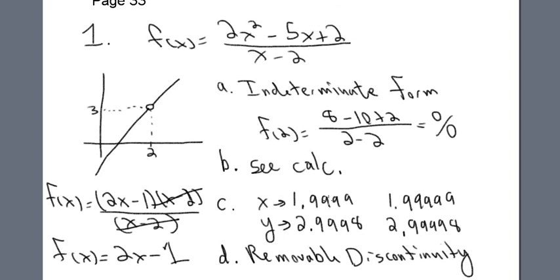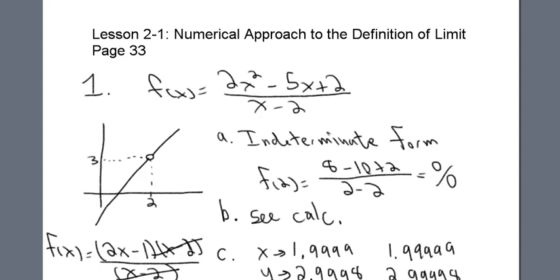Now, that's all there is for lesson 2-1. It's pretty simple. Limits are a review, and that's mostly what this chapter is about. So no problem set from this one because the lesson is the problem set.